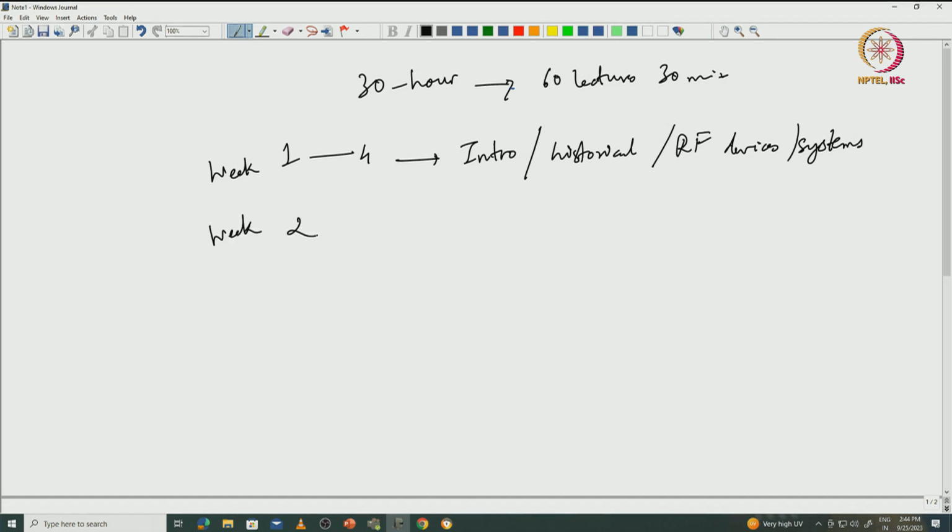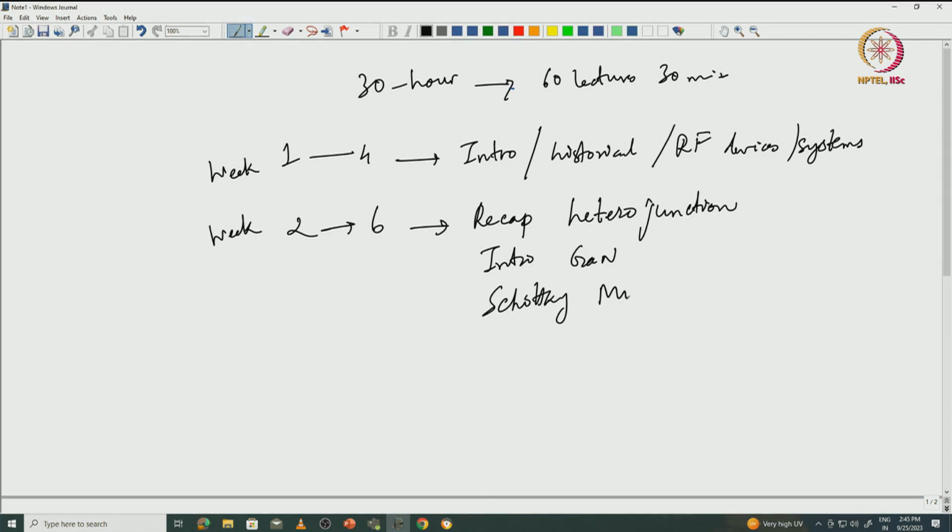Week 2 we will have around 6 lectures, and we shall basically recap the heterojunction. Okay. We shall recap the heterojunction physics and heterojunction devices. Why? Because a lot of microwave devices are made of heterojunction or compound semiconductor devices. We shall also introduce gallium nitride and its alloys, because gallium nitride is a very emerging and critical wide bandgap technology for high power, high speed amplifier design. Okay. And then we will have a brief overview of things like Schottky multipliers and varactors, which are also useful RF devices.